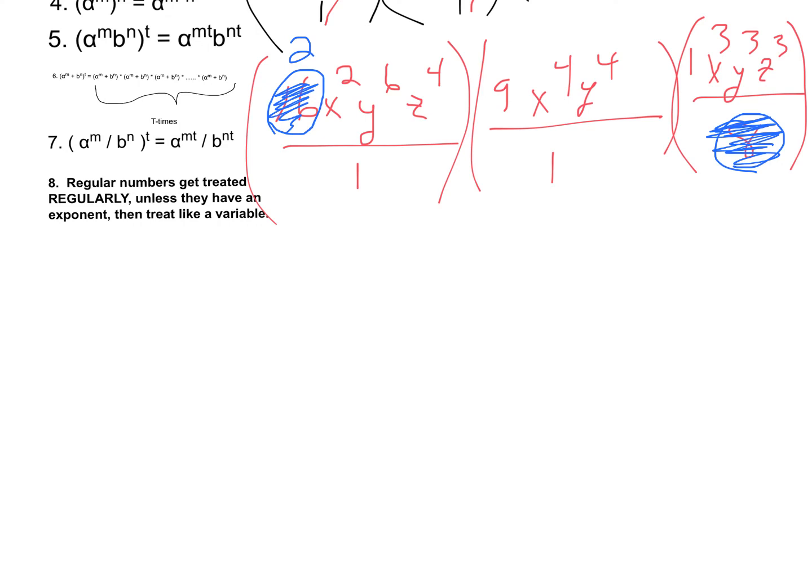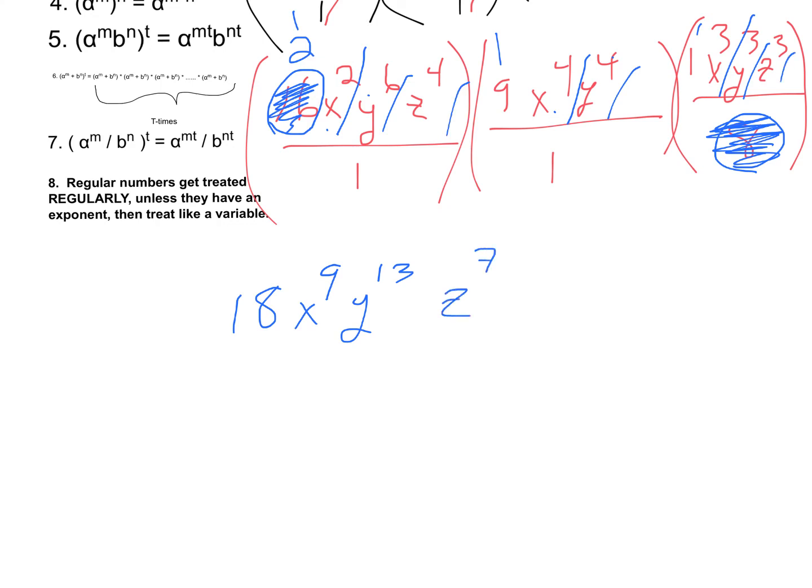Alright, so let's put this all together. Regular numbers, 2 times 9 is 18. 18 times 1 is 18. X squared, x to the 4th, x cubed. So we're going to add these. So 2 plus 4 is 6. 6 plus 3 is 9. Y to the 6th, y to the 4th, and y cubed. 6 plus 4 is 10. 10 and 3 is 13. And z to the 4th with z cubed is z to the 7th. All over, and on the bottom we have 1 times 1 times 1, which is 1. So again, you can leave it like that, or realize that we don't need this anymore.